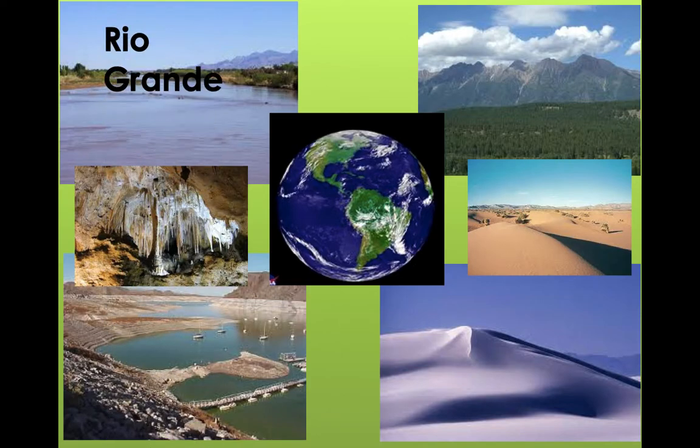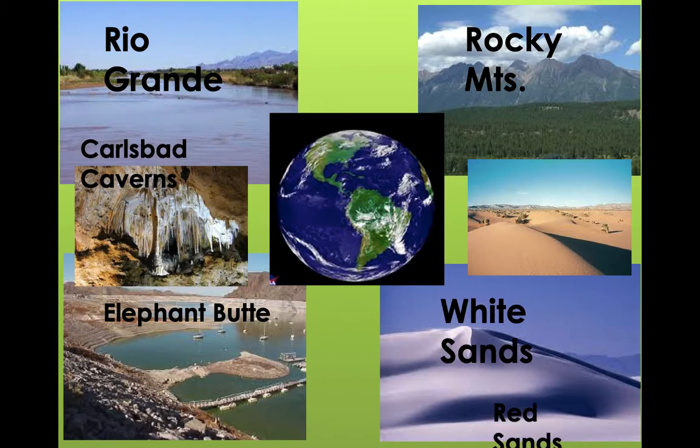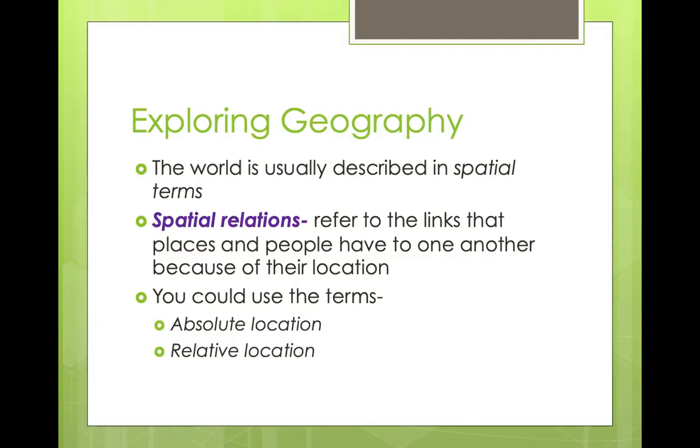If you look at some of the places, this is the Rio Grande, which is a very big river down on the Texas and Mexico border. You have the Rocky Mountains, Elephant Butte, the White Sands, the Carlsbad Caverns, the red sands. All these places are physical features here on the earth that are not man-made.